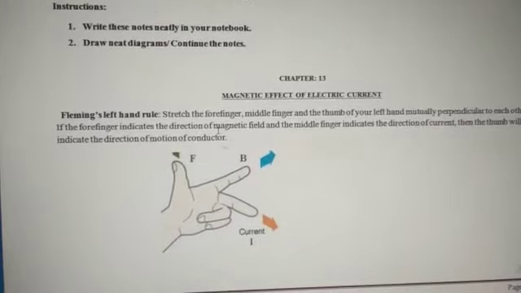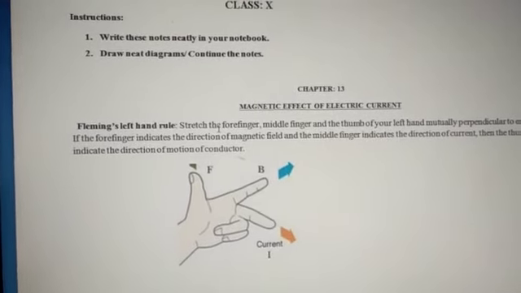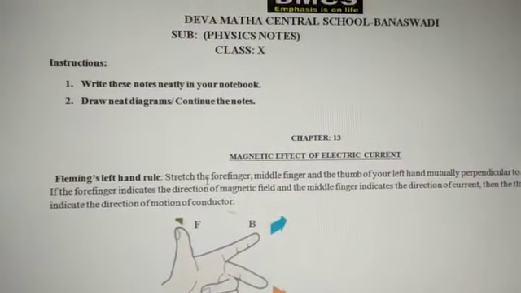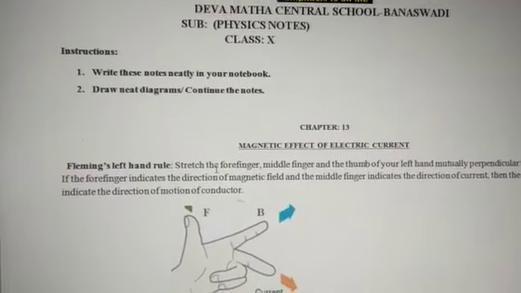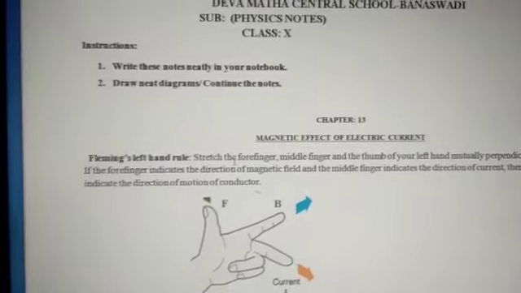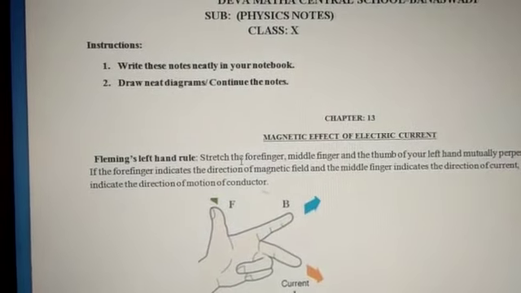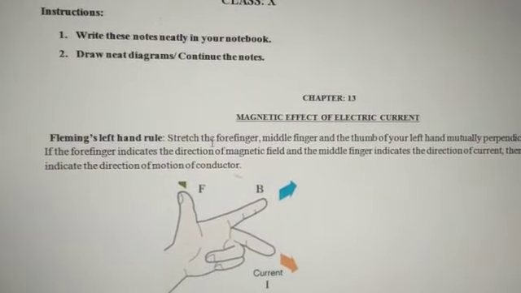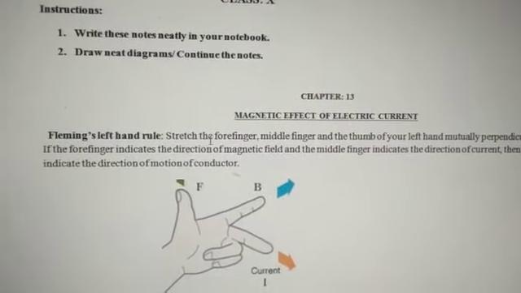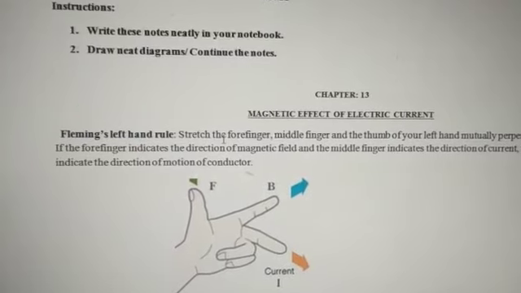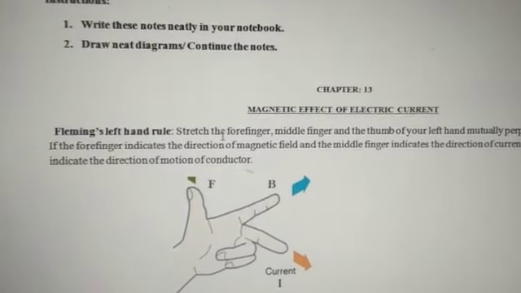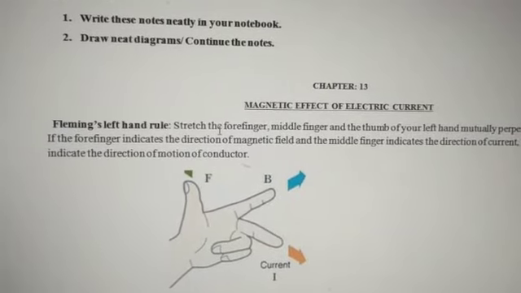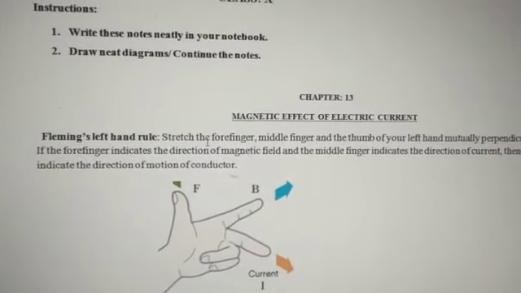What does this rule say? Stretch the forefinger, the middle finger and the thumb of your left hand mutually perpendicular to each other. If the forefinger indicates the direction of the magnetic field and the middle finger indicates the direction of the current, then the thumb will indicate the direction of motion of the conductor. So this is termed Fleming's left hand rule.